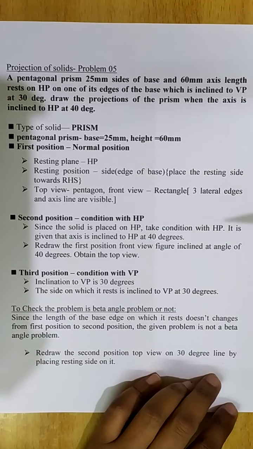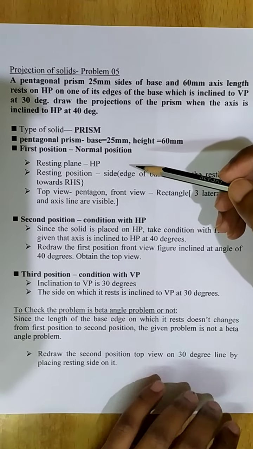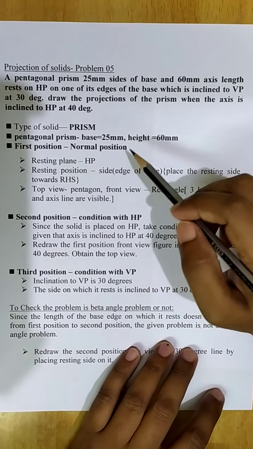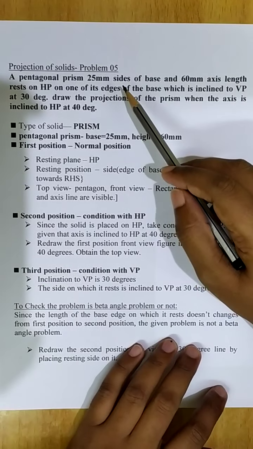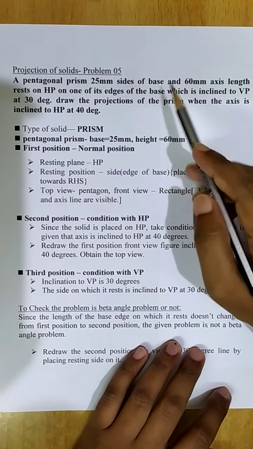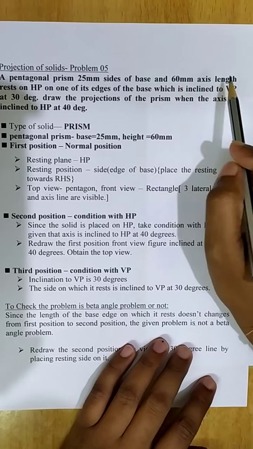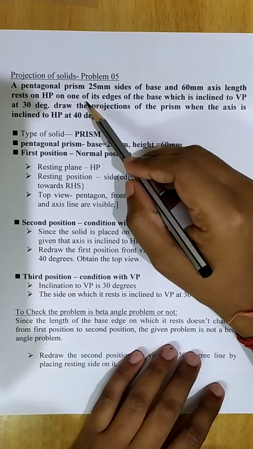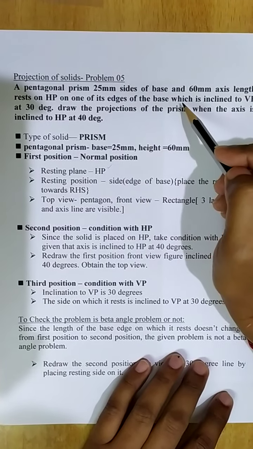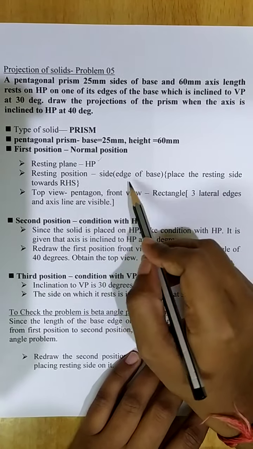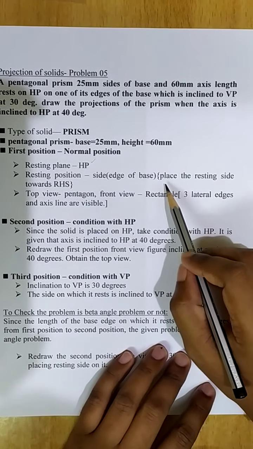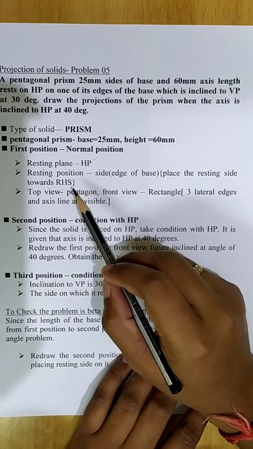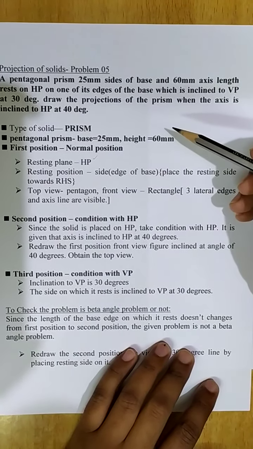So what we have to do in the normal position is place the lamina. First we need to identify in which plane it is resting and in what position it is resting. We know that we always take the solids in HP itself. In the question also he has given that the 60 mm axis length rests on HP, so the resting plane is HP. How is it resting on HP? It is resting on one of its edges of the base. So the resting position is the side, that is, the edge of the base. Whatever the resting position is, we have to consider it towards my right hand side in case of solids, according to our procedure and conventions.